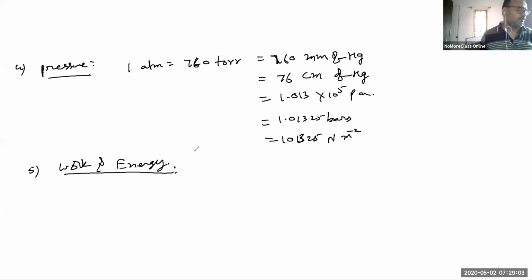Okay, now work and energy. So 1 joule is equal to 10 power 7 ergs.